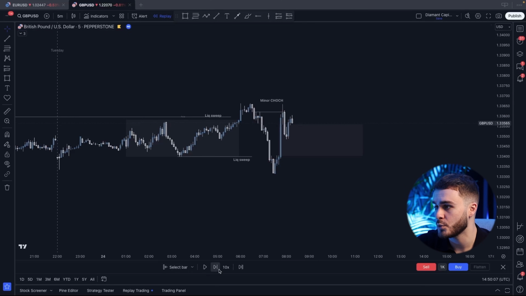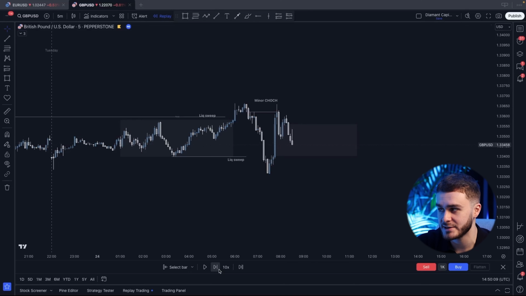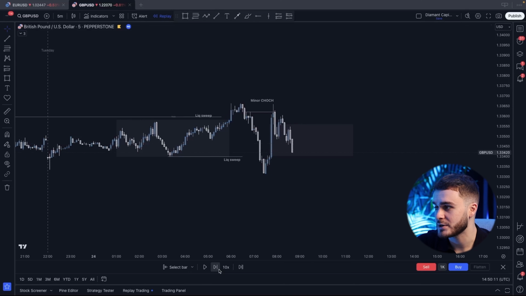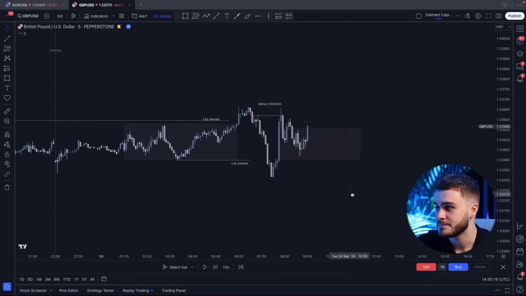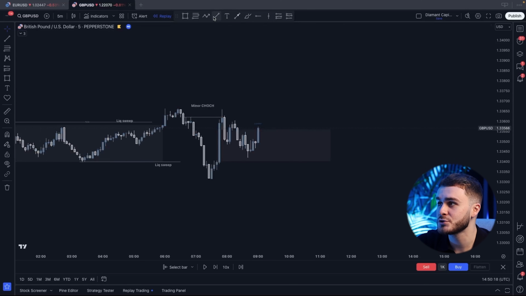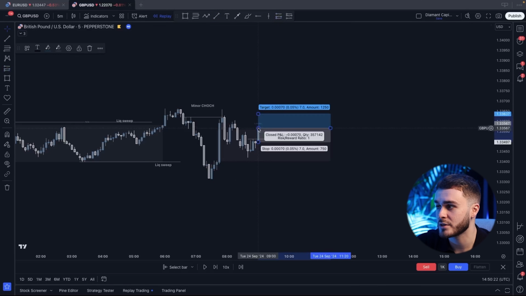As price continues on, we are obviously going to be monitoring the 5-minute price action over here. As we continue, price is pulling back, giving us that nice little consolidation. And boom, there we go. As soon as we get a break of this consolidation point right here, we enter with an engulfing candle over here. Stop loss just below the lows.